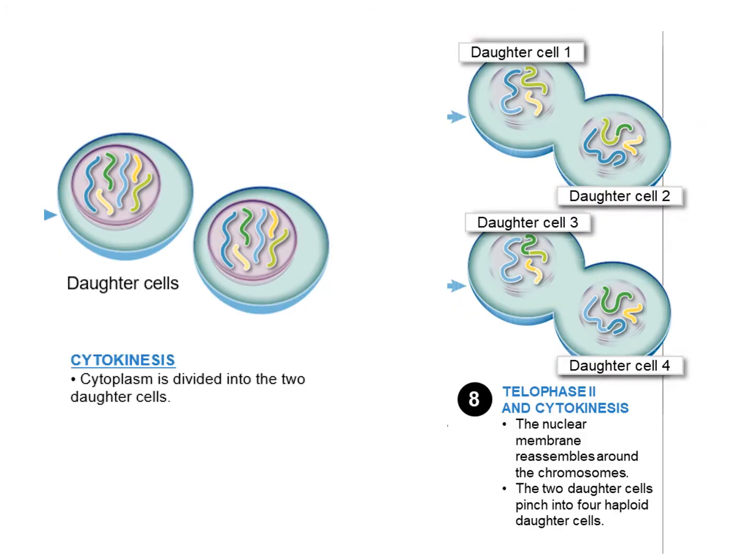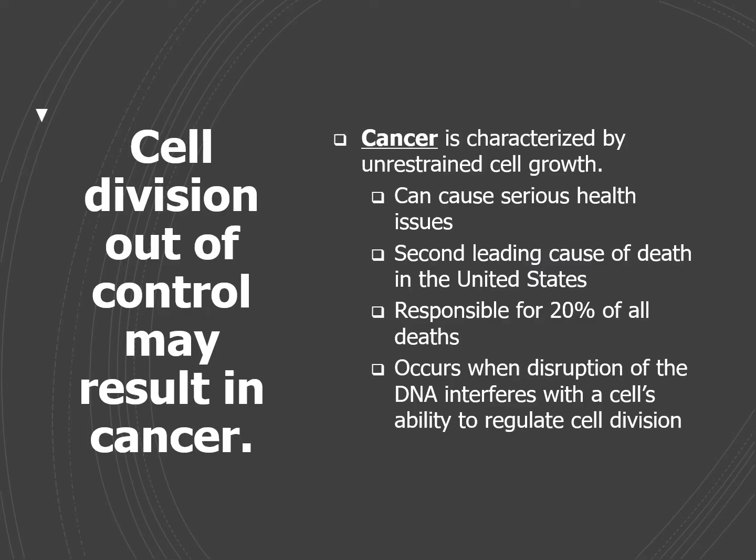And that is the big takeaway here: what do we end up with? In mitosis, the end result is 2 identical diploid daughter cells. For meiosis, it's going to be 4 haploid unique daughter cells. Very important.